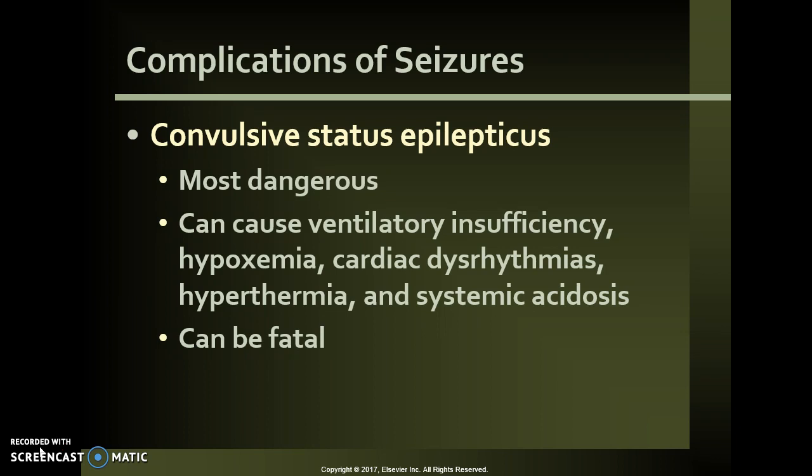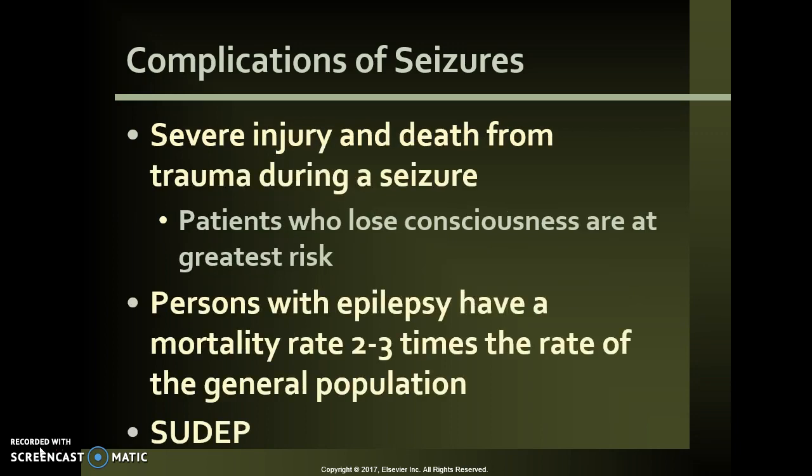So back to status epilepticus. Again, it is the most dangerous, and it can cause ventilatory insufficiency, hypoxemia, cardiac dysrhythmias, hyperthermia, systemic acidosis. This can be fatal. Severe injury and even death can occur during a seizure. The patients that lose consciousness are at the greatest risk.